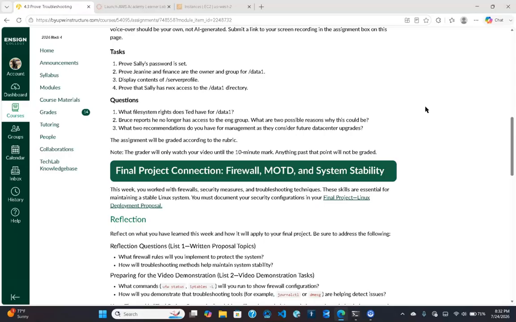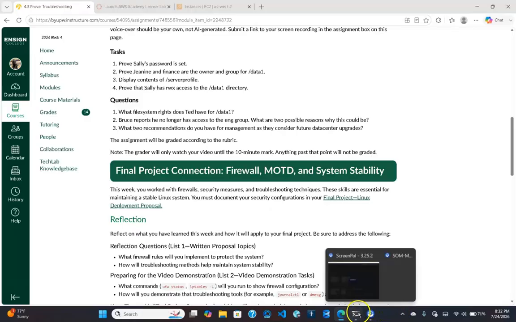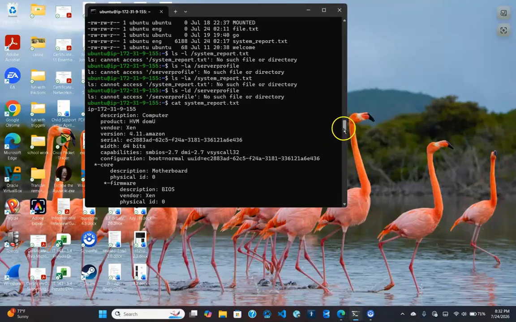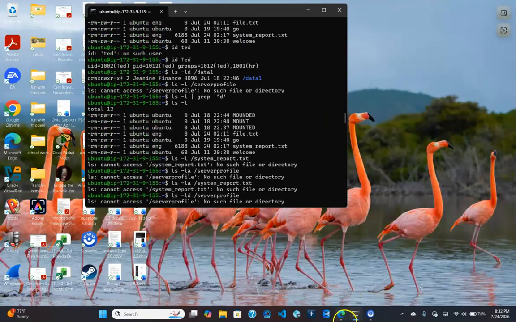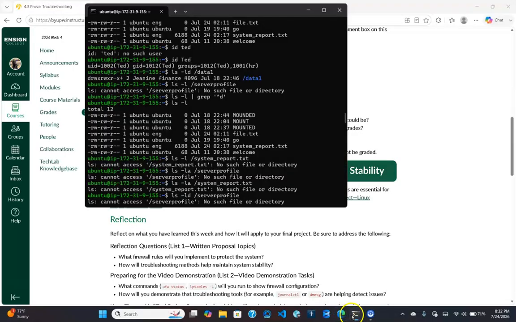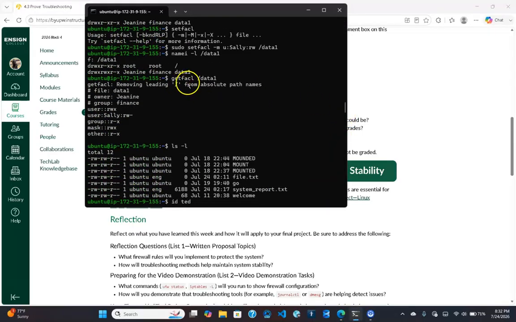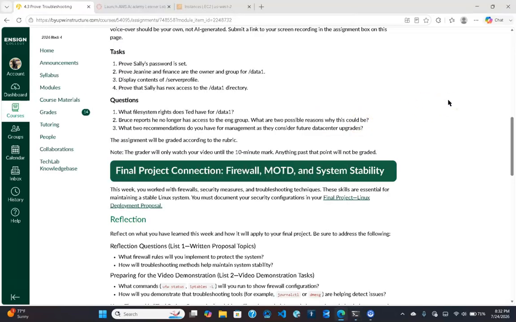Prove that Sally has RWX access to data 1 directory. Again, that's what I was showing you here with that command. The getfacl command does show that she has read-write access. So there's that.